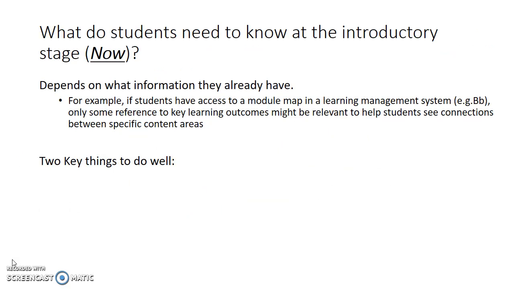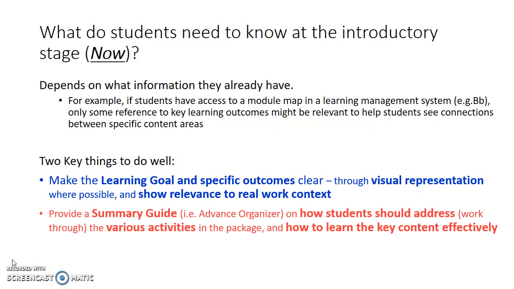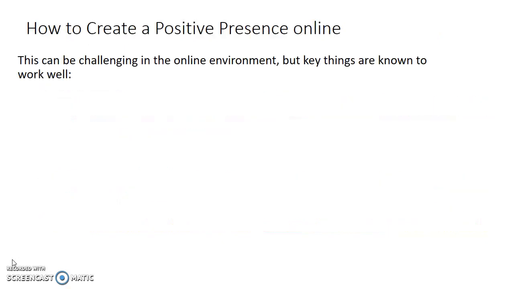Well, it depends on what they already have access to. If they've got a lot of information on the learning management system, well, they might just need some reference to key outcomes and navigation issues. Two key things to do well, of course: make the learning goal outcomes clear, with good visual representation, show its relevance to real life, real work context, and some advanced organizer, a summary guide. We'll say a little bit more about this later, and how they should go about doing the work, the activities in the package, and some key things that will help them learn the content effectively.